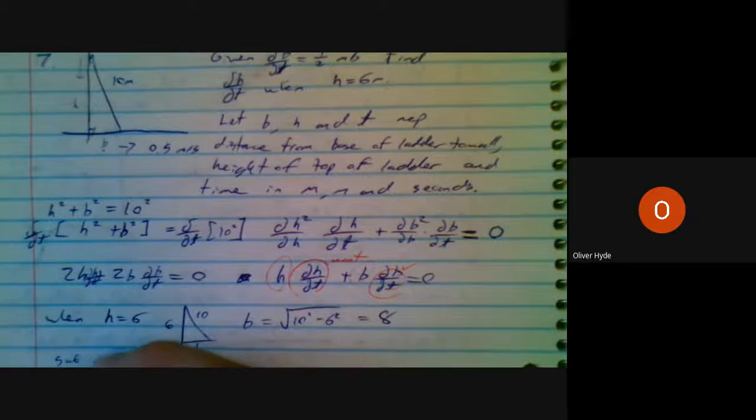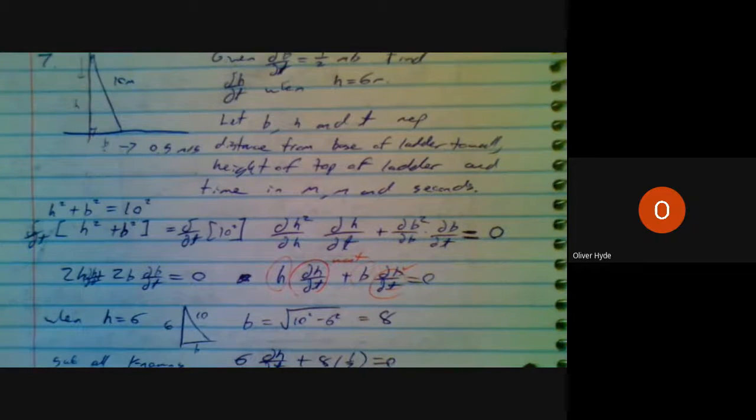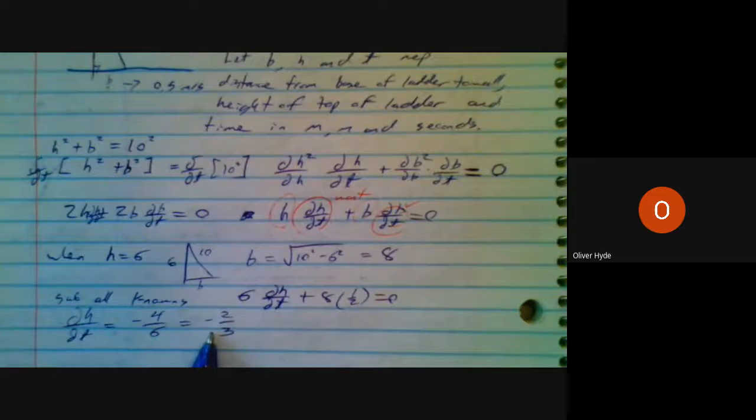Let's sub all knowns. And I get that 6 times dh/dt plus 8 multiplied by 1/2 is going to equal 0. Let's see here. Negative 4, negative 4 sixths, negative 2/3. I think so. Yeah. And I'm not surprised that dh/dt is negative.